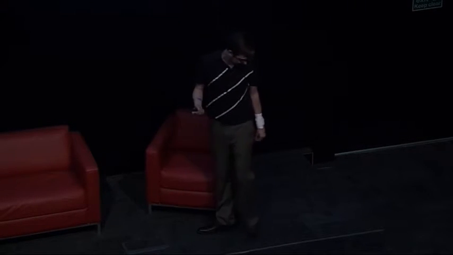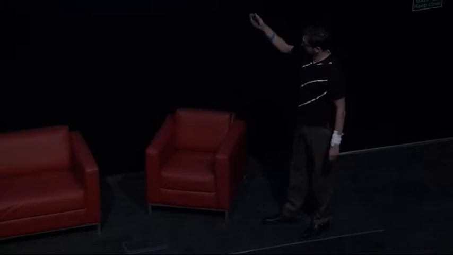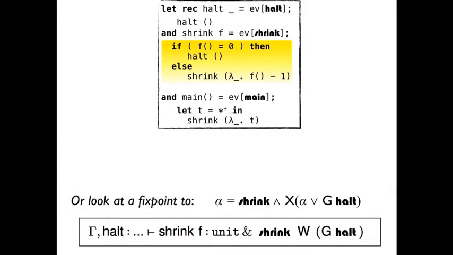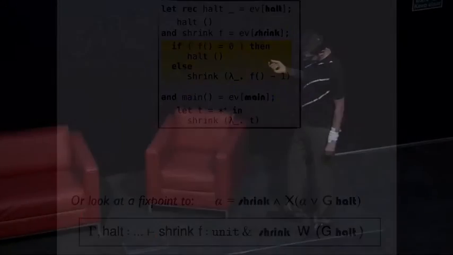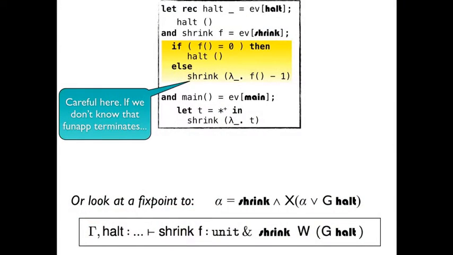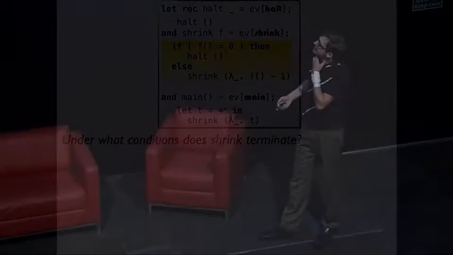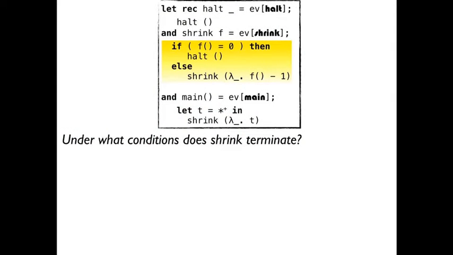And when we look at it for a fixed point to that, one of them would be shrink weak until halt. So these kinds of judgments can come from the type system itself. So then there's the liveness piece. Well, for the liveness piece, what we can do is, in this case, we wanted to know what were the conditions under which shrink terminates.